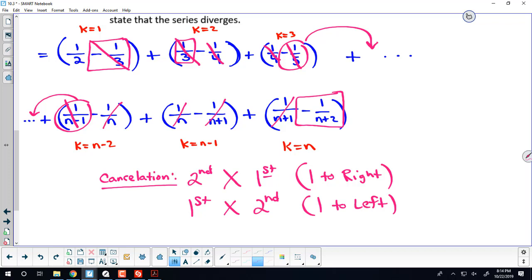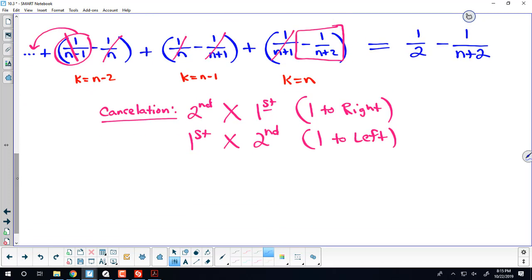So actually, if we were going to write out that entire sum, what would it be? Yeah, that's it. It's just 1/2 minus 1 over n plus 2. Since we added up n things, the 1/2 minus the 1 over n plus 2 is our nth partial sum. So let's just, I ran out of room here, we'll write it here. Thus, the nth partial sum is 1/2 minus 1 over n plus 2.